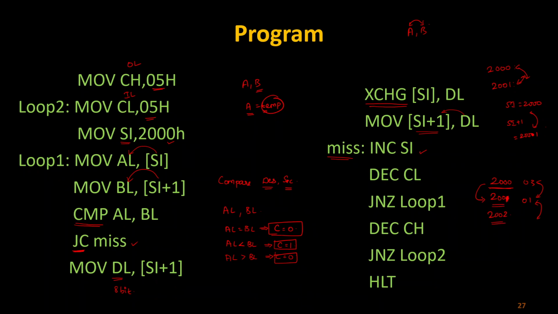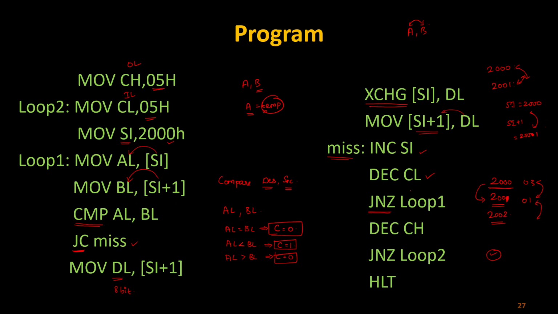So for that I have to increment my SI, and after that decrement my CL, so that I understand my CL inner loop has been completed one time, and after that it will check for jump not zero.